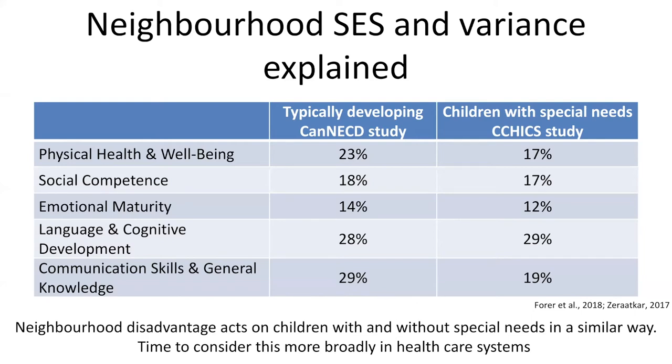What you can see from this table is that first we've looked at to what extent the neighborhood SES index explains variation in children's vulnerabilities per domain. So for typically developing children, you can see the results in the middle column, and for children with special needs on the right-hand side. And sometimes people would say, well, children with special needs and health disorders, why would neighborhood have anything to do with their outcomes, because they will go where resources are. They wouldn't necessarily just rely on the resources in the neighborhood as typically developing children.